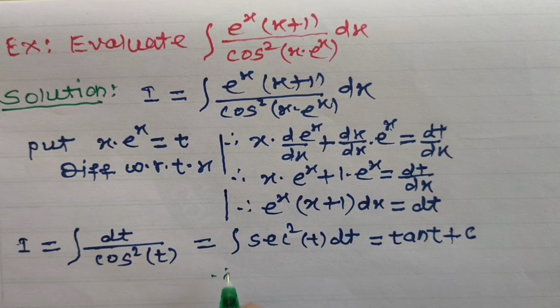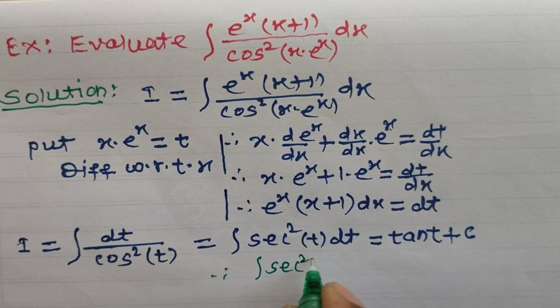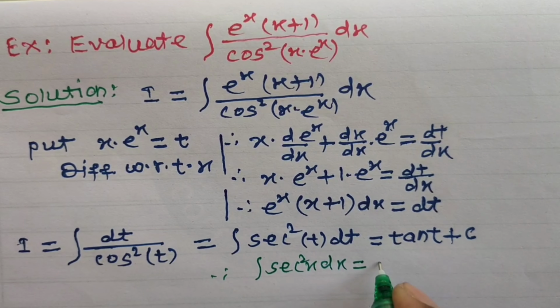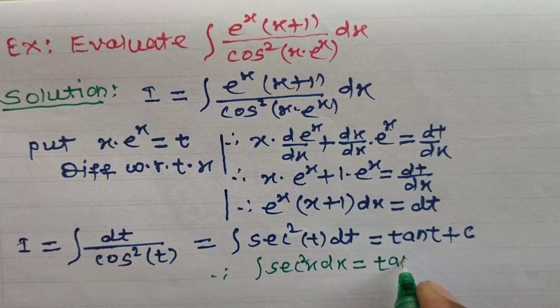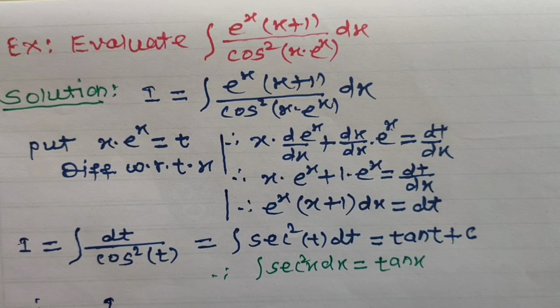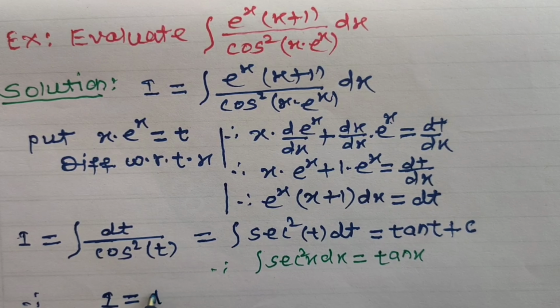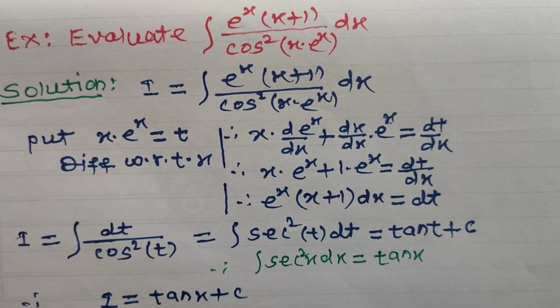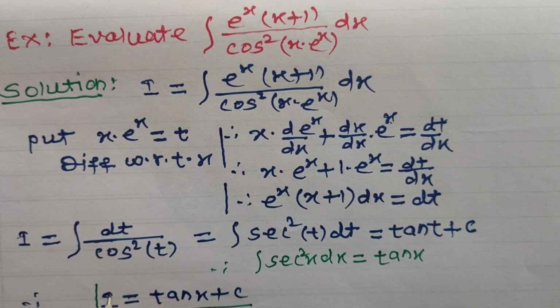Since integral of sec square x, integral with respect to x, is equal to tan x. Applying this formula here, hence I is equal to tan x plus integral constant c, and this is the answer.